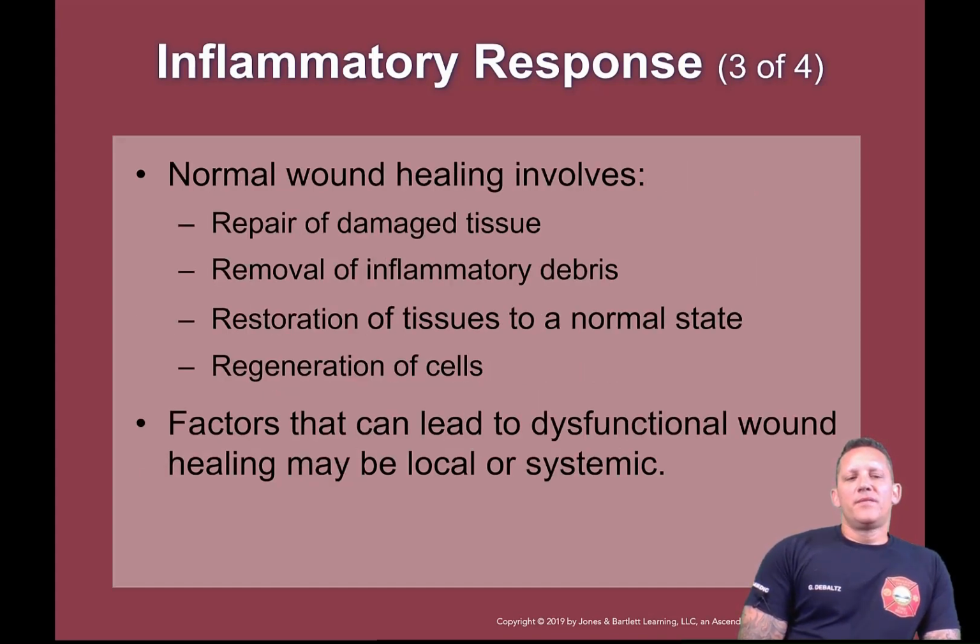Normal wound healing involves the repair of damaged tissue, the removal of inflammatory debris, and the restoration of tissues to a normal state, and then finished with a regeneration of cells. Factors that can lead to a dysfunctional wound healing may be local or systemic.